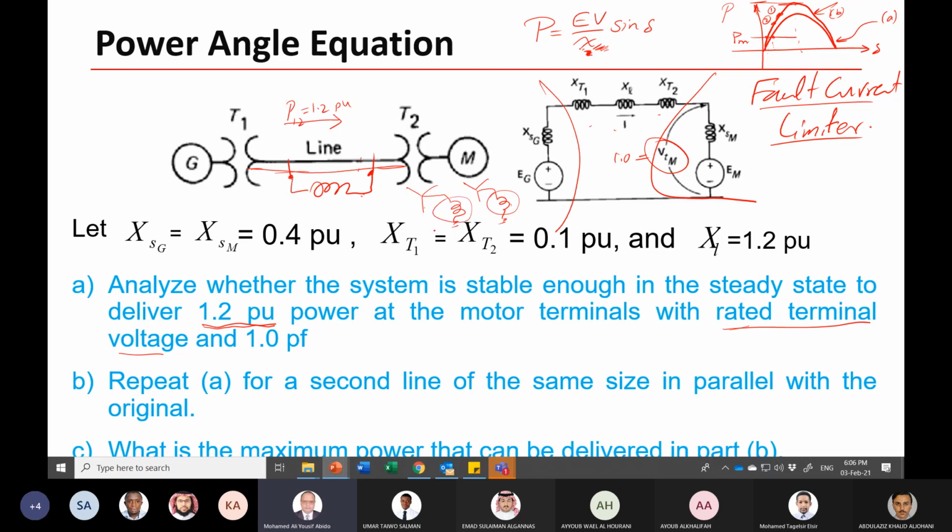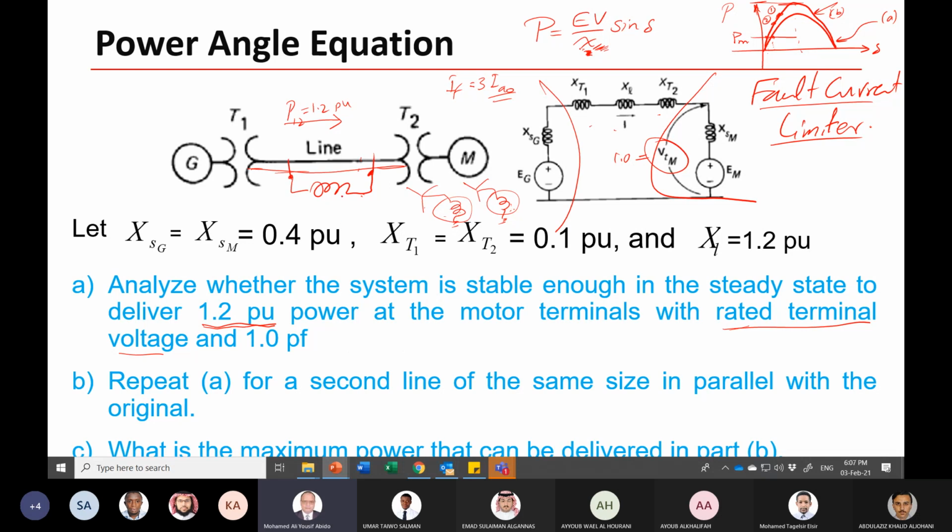If we have a single line to ground fault, we have the zero sequence current, and the fault current in this case equals 3 IA0, the zero sequence current. So if you have this impedance in the path of the zero sequence current, it will limit the fault current. So this impedance also will limit the fault current.